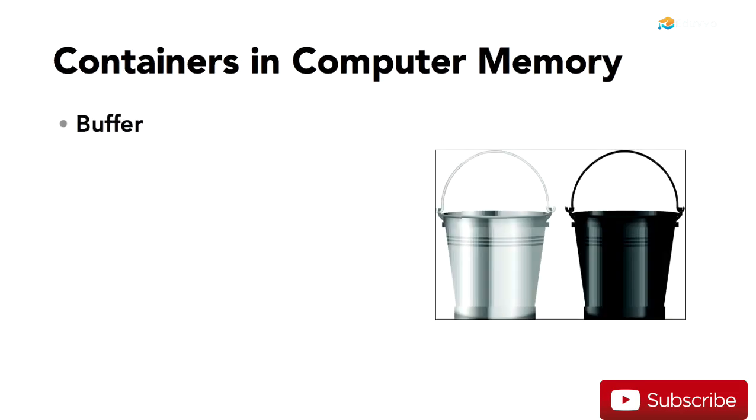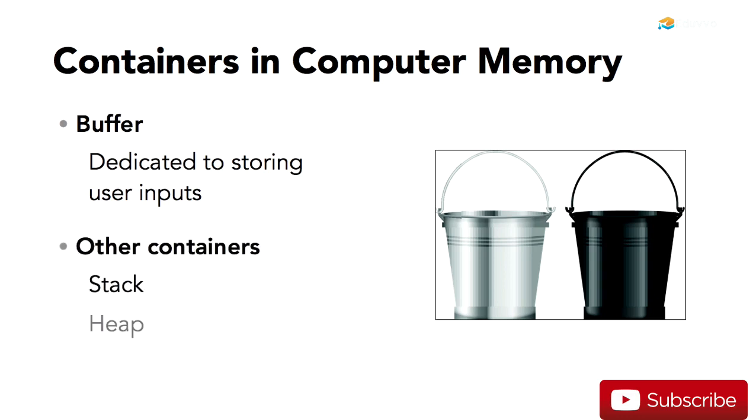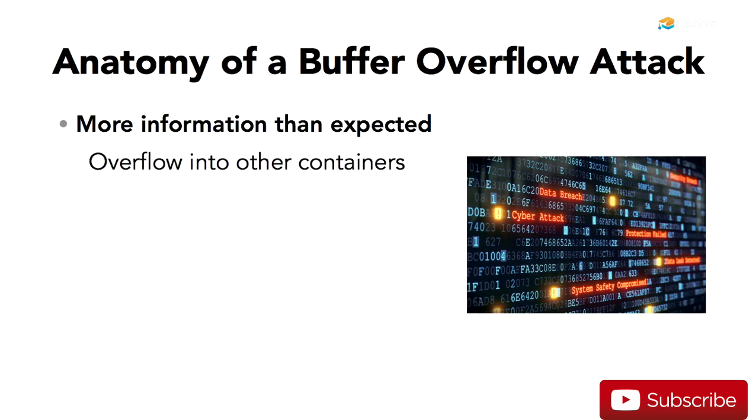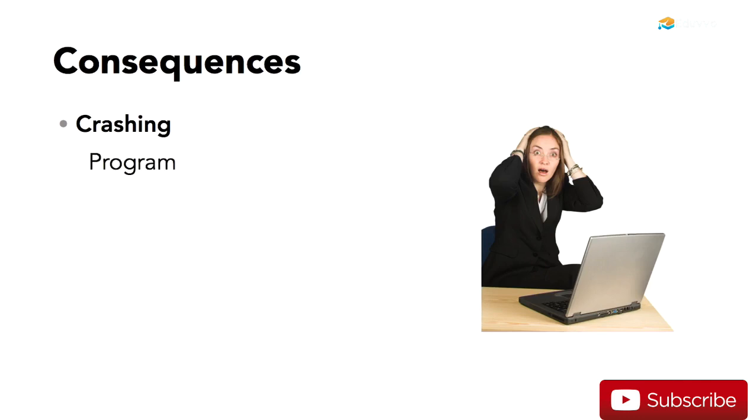There are different containers in your main memory, one of which includes an area storing user inputs called buffer. Stack and heap are examples of other containers in the main memory. When an attacker puts too much information into the buffer, it can overflow into other adjacent containers in the primary memory of your computer. This can contaminate the information already stored in these other containers, therefore making the software misbehave. Buffer overflow attacks can crash your program or an entire operating system.